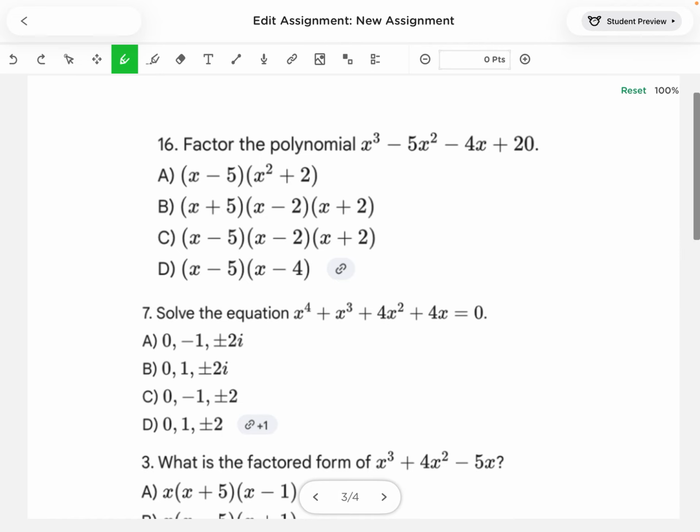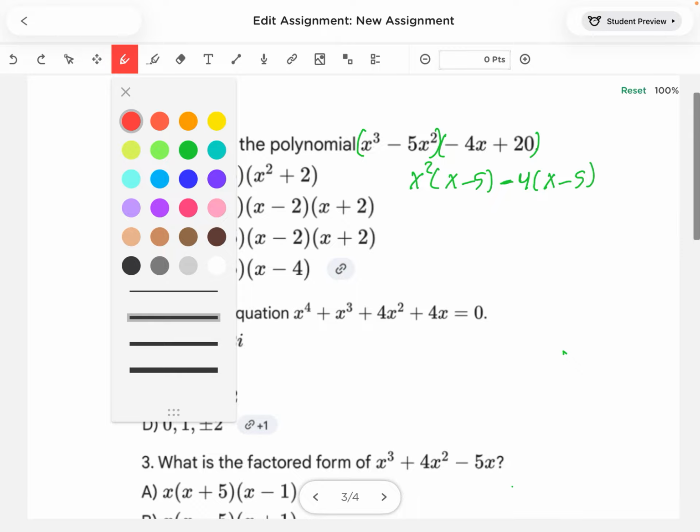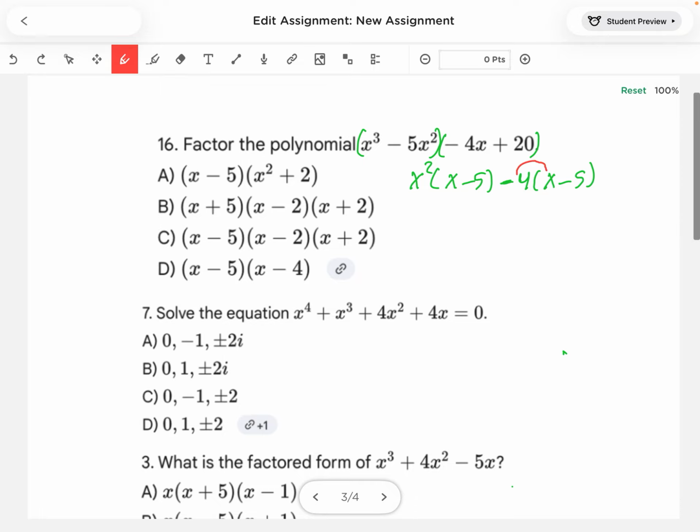This is a grouping. We group the first two together, last two together. The first two, the common is the least power, which is x squared. So I'll have x minus 5. And the last two, I have negative 4 to have x minus 5. If I remultiply negative 4 by x, negative 4x, negative 4 by negative 5 is positive 20. So my factoring is correct.